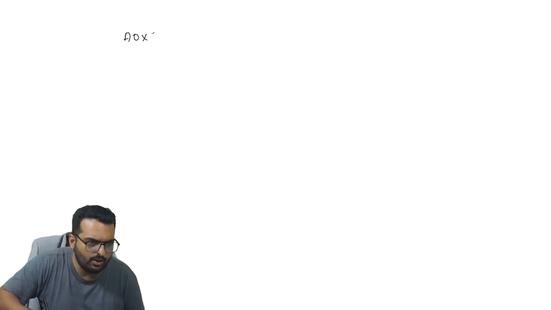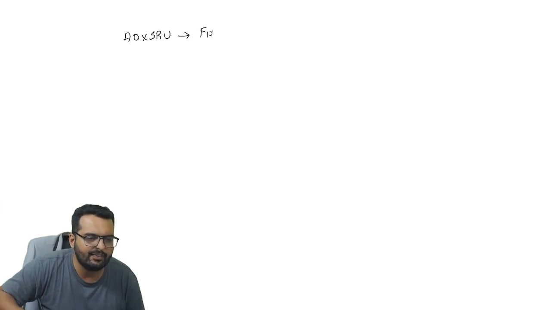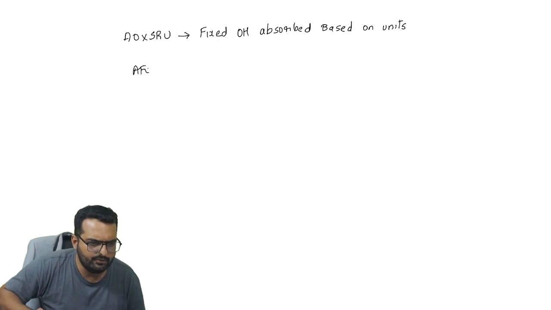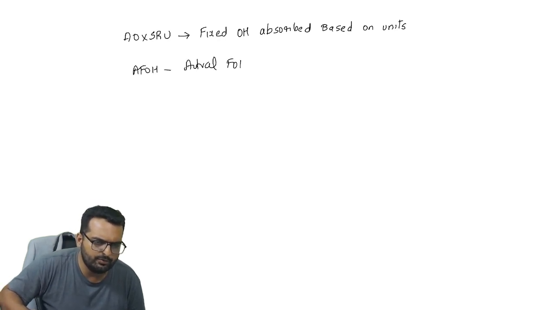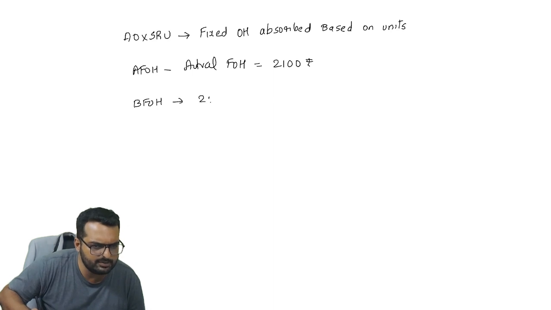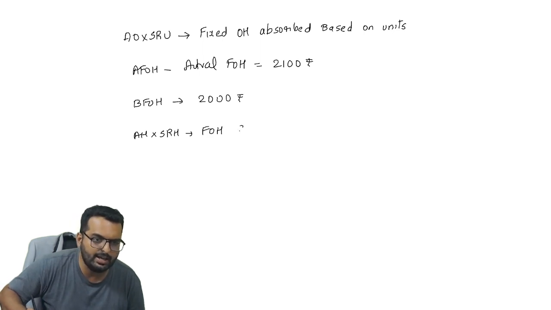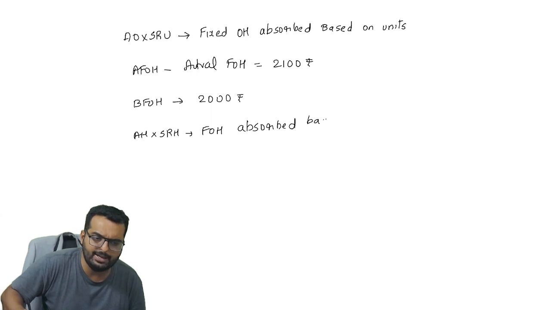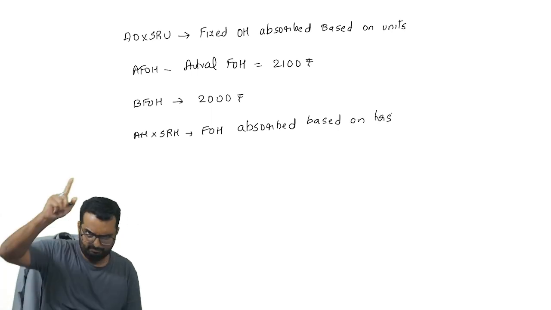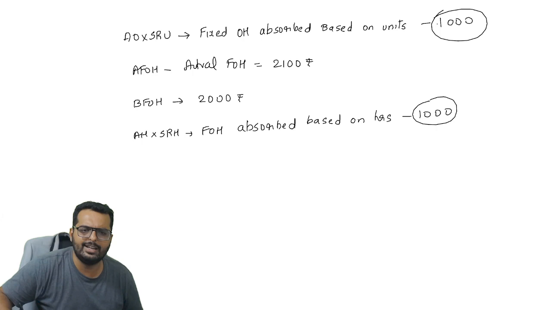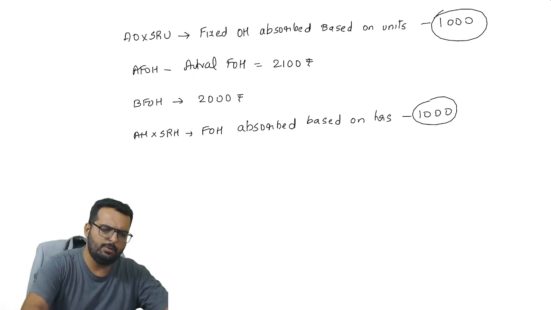First one is what? AO into SRU. This is nothing but fixed overhead absorbed based on the number of units. AFOH is what? Actual fixed overhead. So how much was the actual fixed overhead in our case? 2100. BFOH is budgeted fixed overhead. How much was planned actually? 2000. AH into SRH is fixed overhead that is also absorbed, but it is absorbed based on hours. First one is absorbed based on units. In this question, being a simple question, both are exactly the same. Can you write down this in your books now?